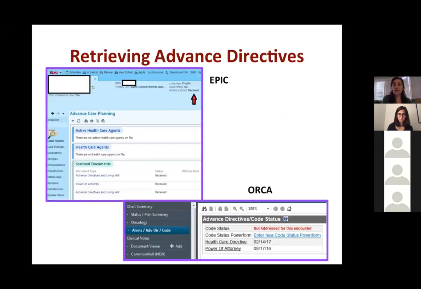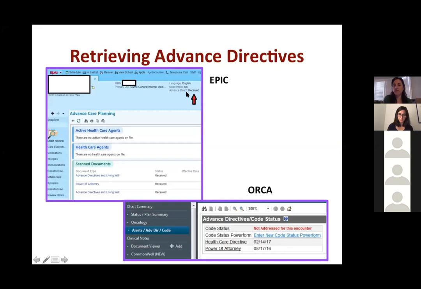When you're looking for advanced directives, if you're admitting a patient, first on the bottom in ORCA, in the clinical notes section, there's alerts, advanced directives, code status. And if a patient has these, the forms on the right side of the box, healthcare directive and power of attorney, will show up with hyperlinks, and you can click on them to get PDF copies of their scanned advanced directives.